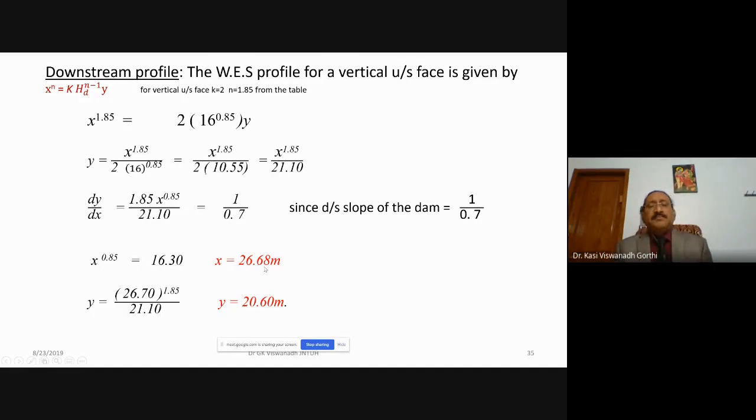That means the profile has to extend from the origin, which is the top of the crest or point C, to a horizontal length of 26.68 meters. Correspondingly, the value of y can also be computed by substituting the value of x. Y is 20.6 meters. So the profile can now be calculated for a maximum value of 26.68 for x and a maximum value of 20.60 meters for y.